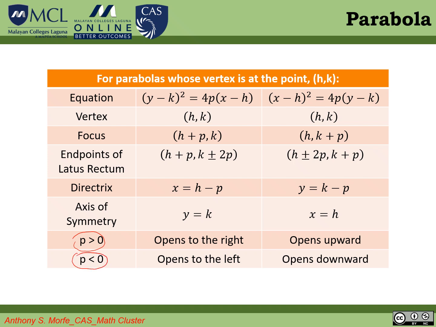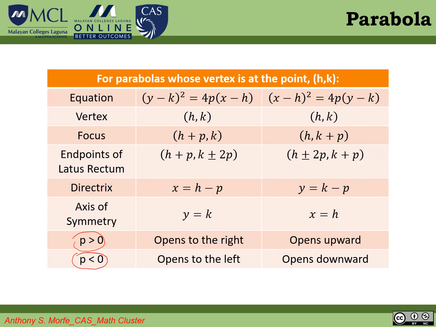Okay, so that depends. And for the other equation, we have h plus and minus 2p for the abscissa, and for the ordinate we have k plus p. And for the directrix, when the directrix is parallel to the y-axis, we have x equal to h minus p. And if the directrix is parallel to the x-axis, we have y equal to k minus p.